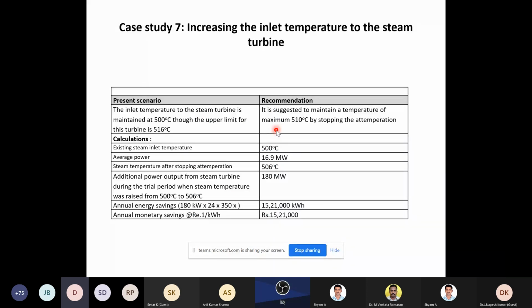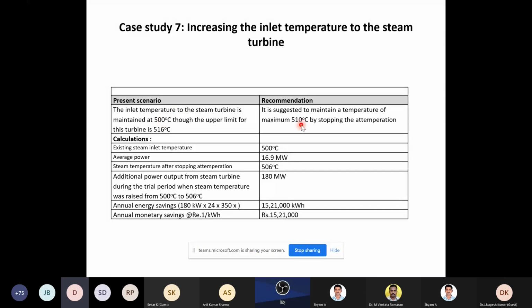This is a case of a power plant where, as we have seen in the steam basics, the efficiency is (T1 minus T2) by T1, so increase the inlet temperature to the turbine. In this specific case, the inlet temperature to the turbine is maintained at 500 degrees centigrade, though the upper limit for this turbine is 516. So we made a trial. What will be the situation when you increase the temperature from 500 to 505, 510 like that?